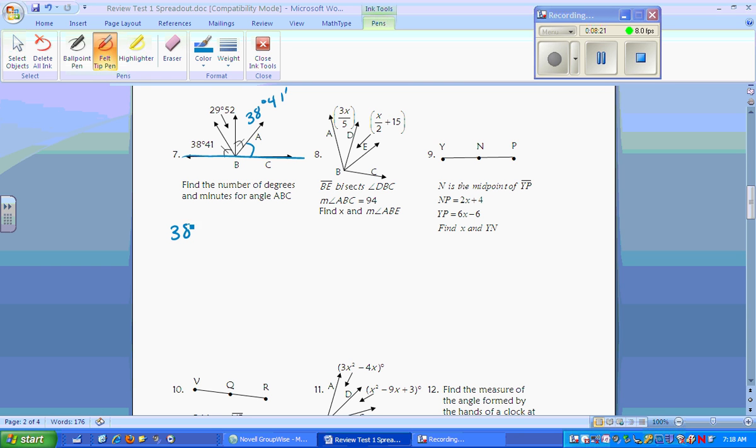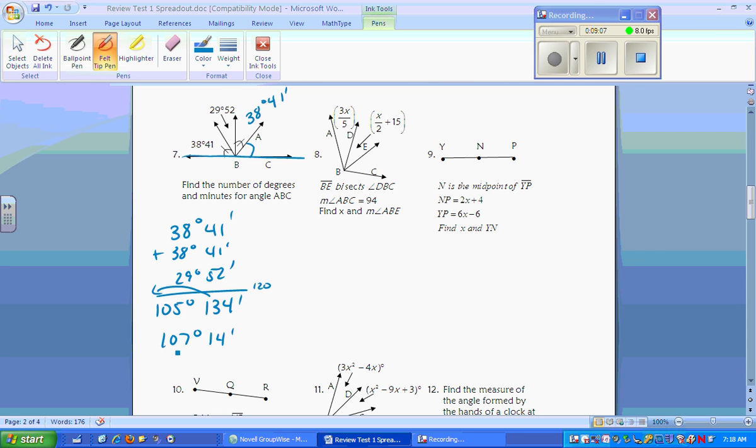Well, let's see how much we have. So we can add 38 41 plus 38 41 plus 29 52, and let's add them all up. So we had 52, 41, and 41, giving you 134 minutes. 38 plus 38 plus 29, giving you 105. Are you allowed to leave 134 minutes? Nope. So we're going to take away 2 60s. So we're going to take away 120 from here, giving you 2 more over here. That's 107.